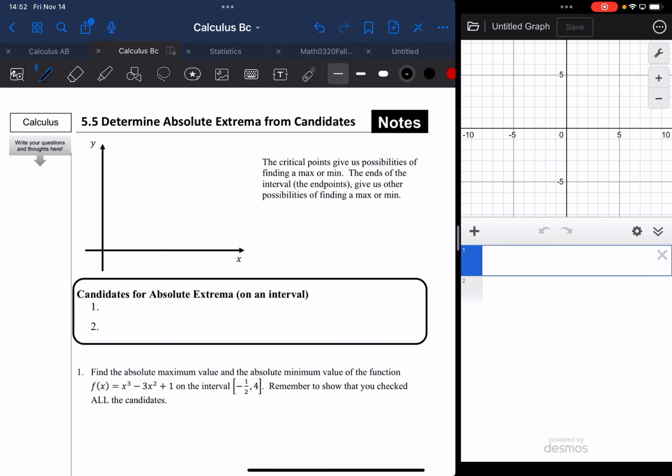Okay, 5.5 is us determining absolute extrema from the candidates test. I know it doesn't say test, but that's what it is. It's the candidates test. So it says the critical points give us possibilities of finding a max or min. The ends of the interval, or the endpoints, give us other possibilities of finding a max or min. So what this tells us is that we could get a possible maximum or minimum from critical points and endpoints.